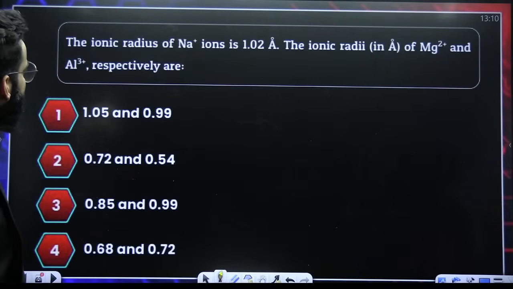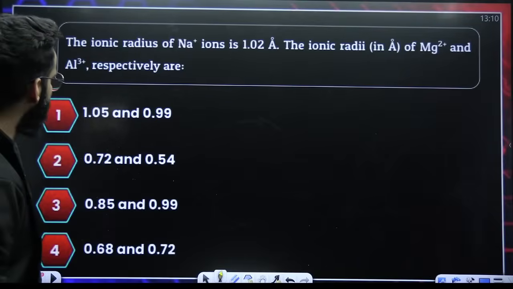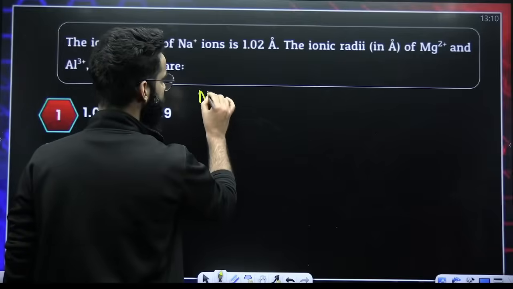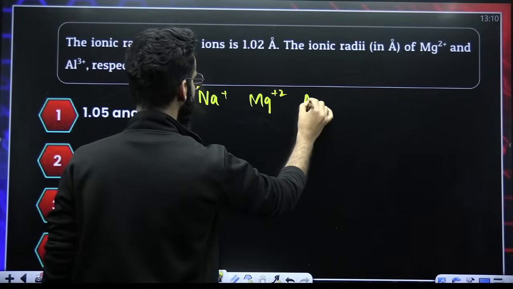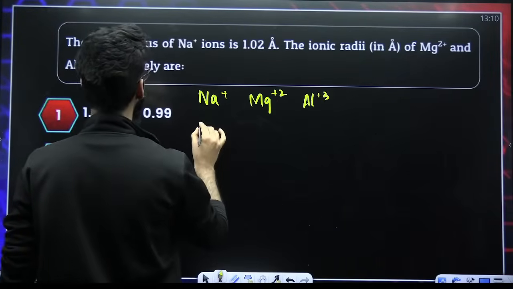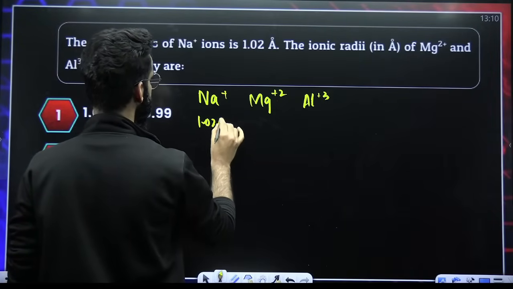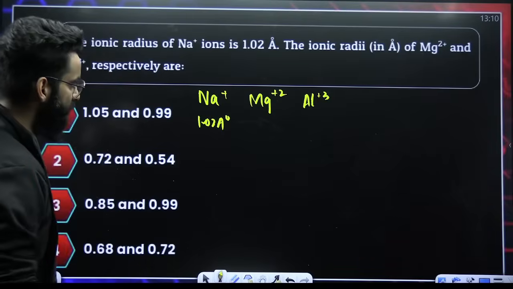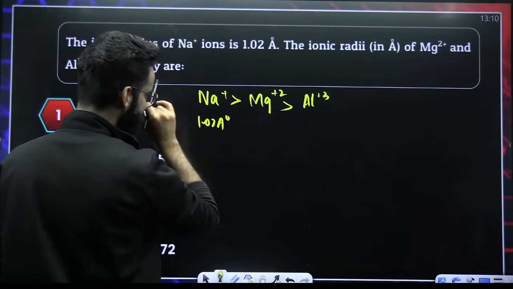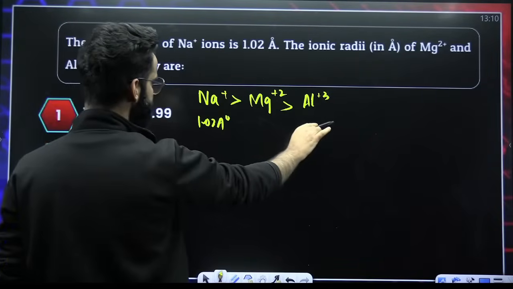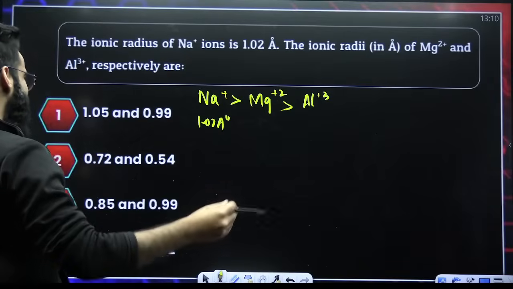The ionic radius of Na+ is this. The ionic radius of Mg2+ and Al3+ will be. See, we have Na+, we have Mg2+, we have Al3+, right? Its radius is 1.02 angstroms. Now, size will be maximum for this, right? So Al3+'s radius has to be the least.